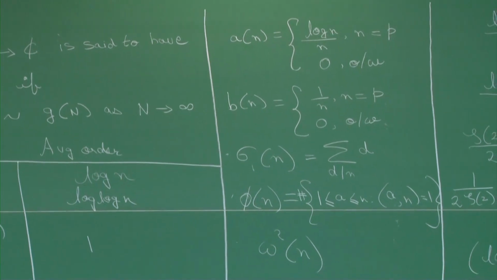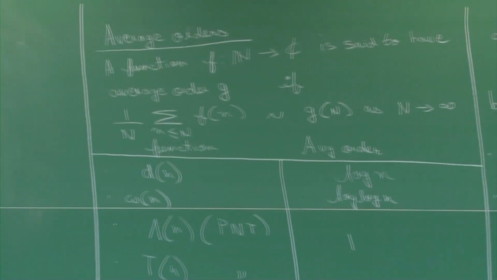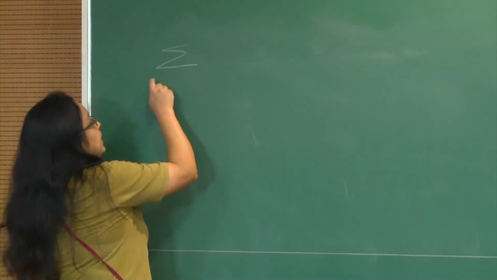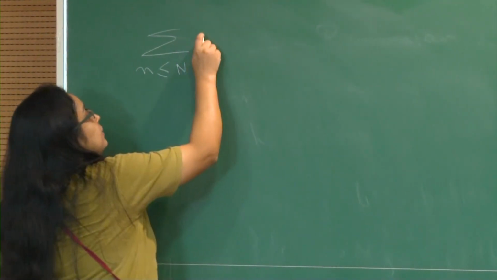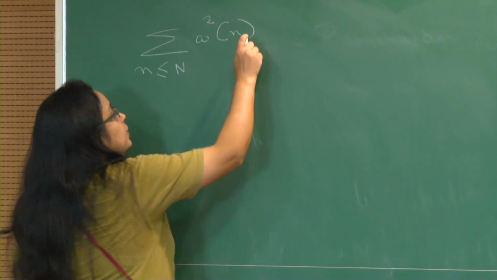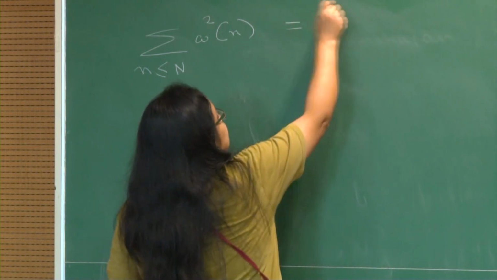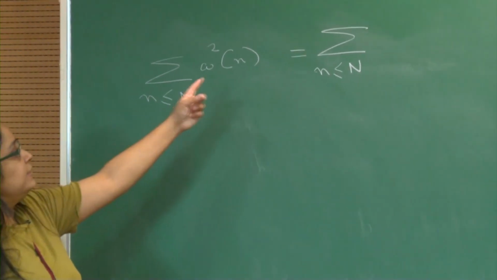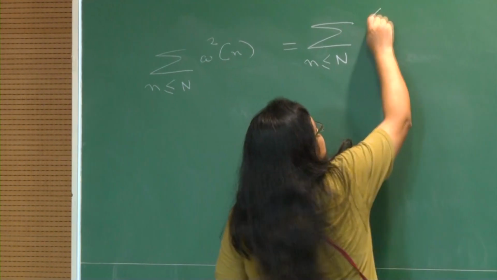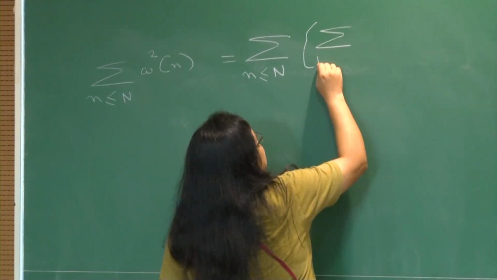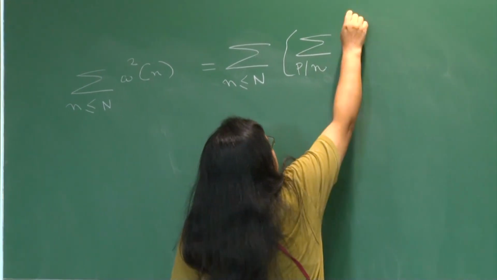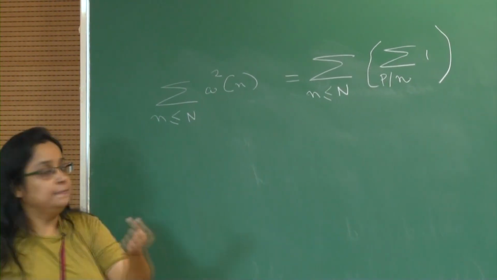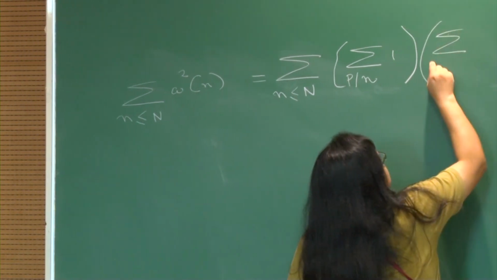So, what do you have to measure if you want to derive the average order of omega square of n is the following. Let us take n up to capital N omega square of n, which you write as the summation over little n up to capital N of omega of n times omega of n. In the last class, we saw that each omega of n is simply the sum over all the prime divisors of n with the weight 1, and we have to multiply it with the same term.